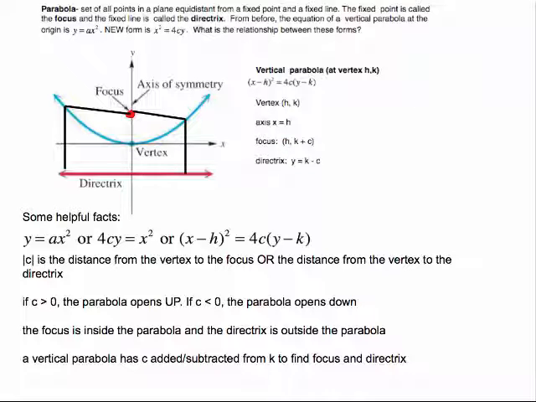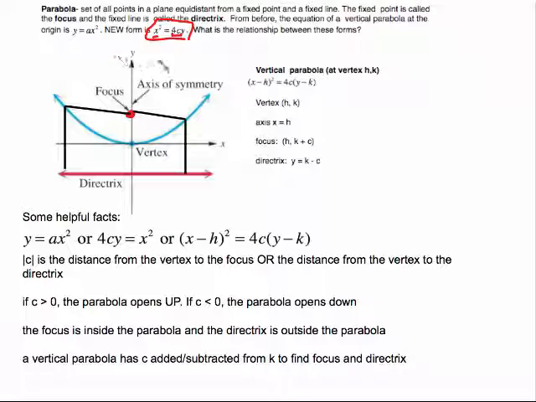Now, we have seen before this formula, y equals ax squared. We had that in college algebra. This new form has got the x squared by itself, and it's got this coefficient over here, 4cy. So we need to talk about the relationship between these forms because you may at some point see the coefficient here instead of over here. This is the form we want to use now.